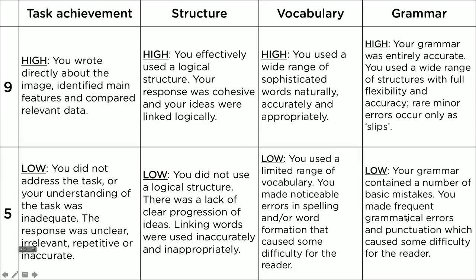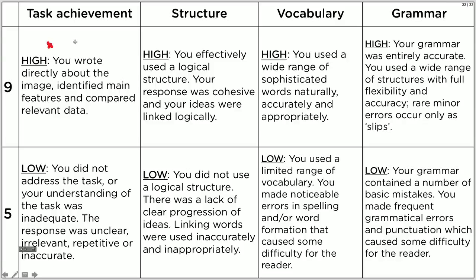Cool. So let's just quickly recap the scoring. For task achievement, to get a 9, that means you wrote directly about the image, identified main features, and compared relevant data. In other words, you picked the most interesting data. Structure, you effectively used a logical structure. Your response was cohesive and your ideas were linked logically. In other words, it flowed from one sentence to the next, from one paragraph to the next.